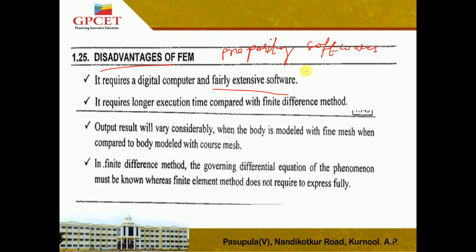Examples of FEM software, as far as our civil engineering is concerned, are STAAD, ETABS, SAP 2000, and ANSYS, analysis systems, and also NASTRAN. These are some of them. So it requires a digital computer and fairly extensive software.